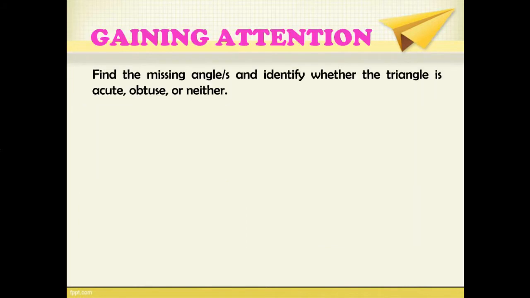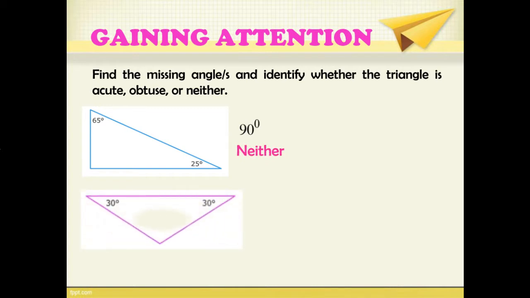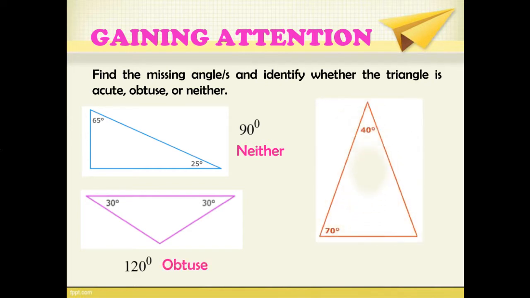So again, for the answers, we have the missing angle here is 90 degrees, and this is neither acute nor obtuse. For this second triangle, the missing angle is 120 degrees, and this is an obtuse triangle. Here, the missing angle is 70 degrees, and this triangle is an acute triangle.